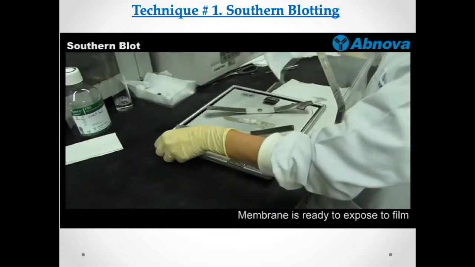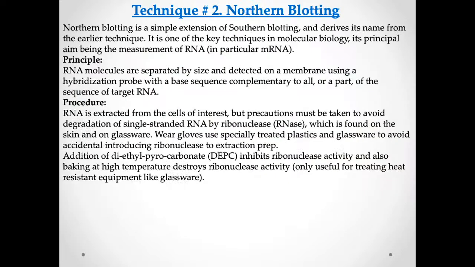So in this way, this is done. In the same way, with the same technique, Northern blotting is done. Instead of DNA, we use RNA as a sample. RNA is extracted from the cells of interest, but precaution must be taken to avoid degradation of our single-stranded RNA by ribonuclease, which is found on the skin and glassware. Diethyl pyrocarbonate (DEPC) is also added, which inhibits ribonuclease activity, and baking at high temperature can also destroy ribonuclease activity.